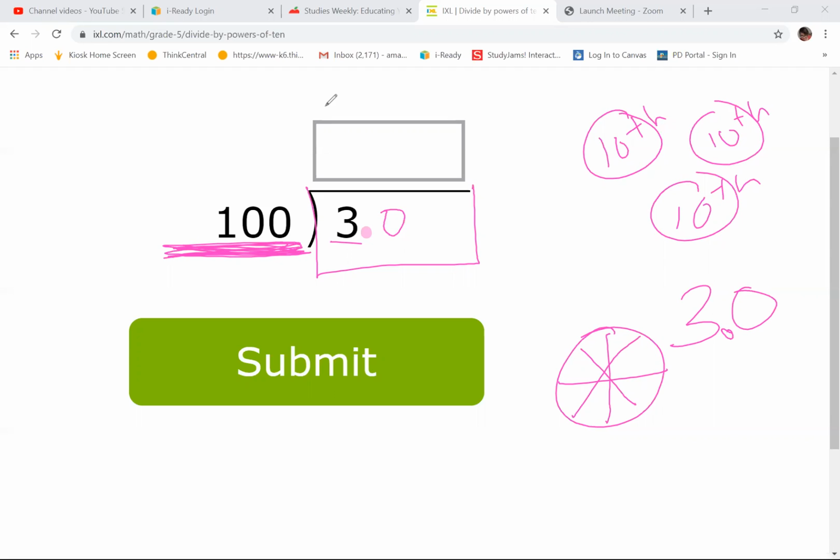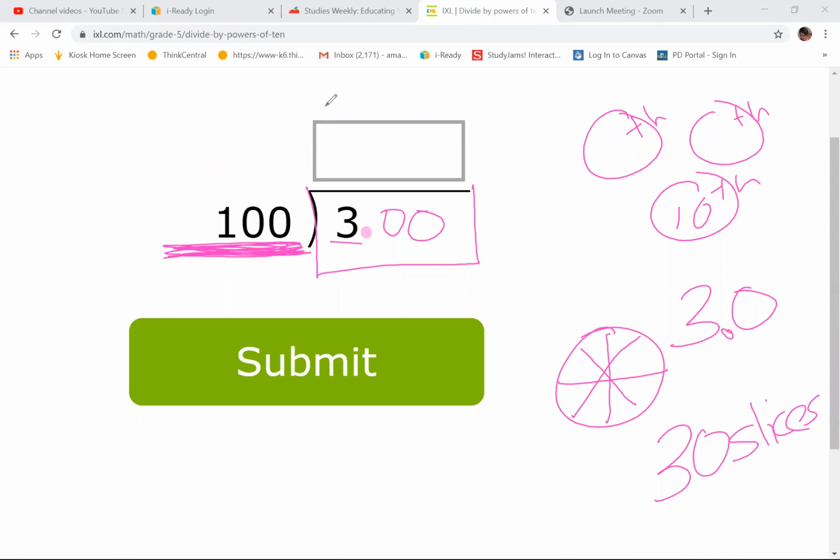So now let's think about 3 tenths. Is 3 tenths enough? If I have tenths, tenths, tenths, that means I have 30 slices. Will 30 slices be enough for 100 people? No, it's not going to be enough. So what I'll do is, instead of talking about tenths, let's talk about hundredths.